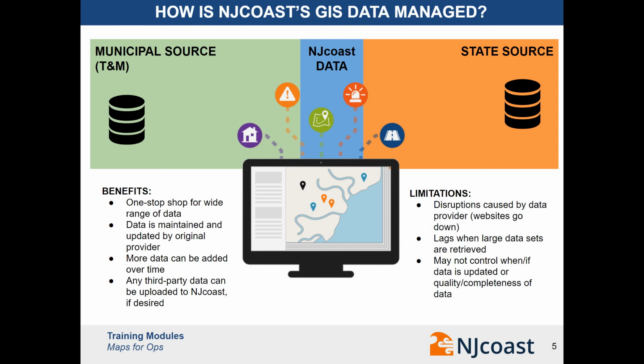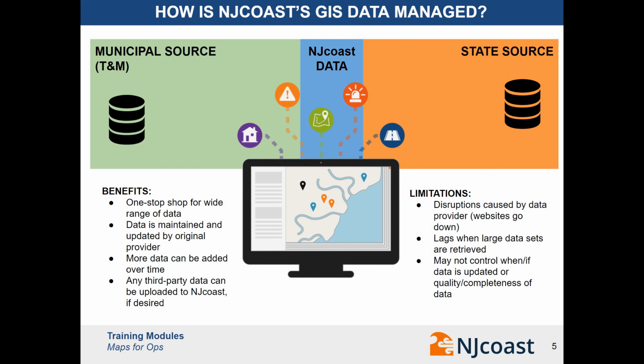Now, more data can always be added over time. There's no limit to how many data layers can be brought into the system, so it's highly flexible when we adopt this kind of federated model where we're not responsible for all the data, just responsible for the linkages to it. And so third-party data can be uploaded to NJcoast if desired, even by the user. So you don't need to have permissions on the backside of the system as an administrator. You actually, as a user, can bring that data in yourself.